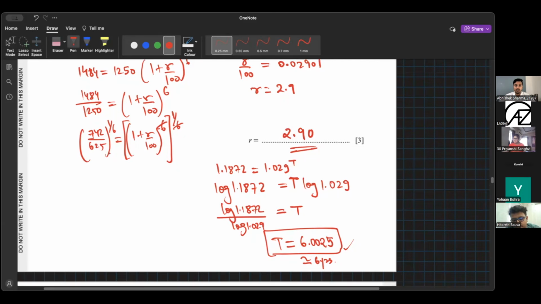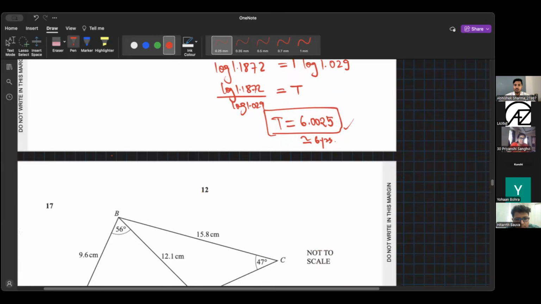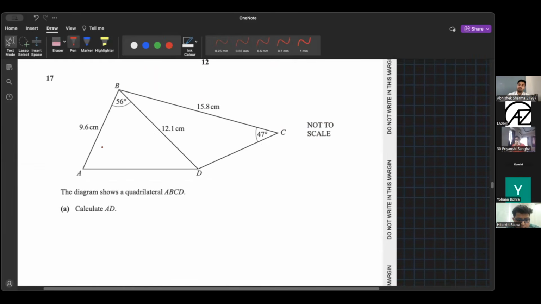Got it. Let's move on to question number 17 now. Trigo. It says the diagram shows a quadrilateral ABCD. Let's mark AD as unknown x, so we can solve this using the cosine rule.